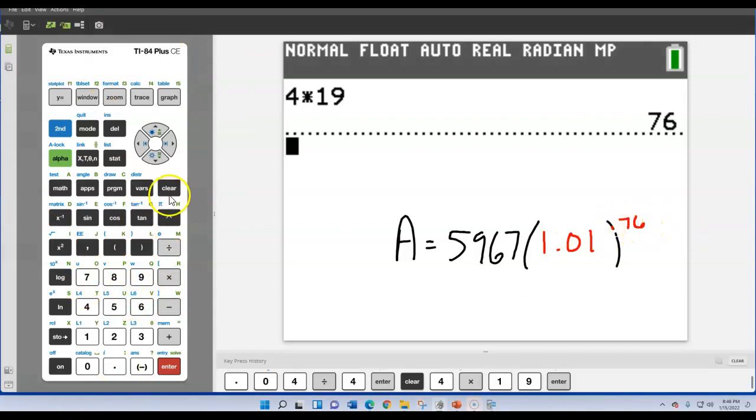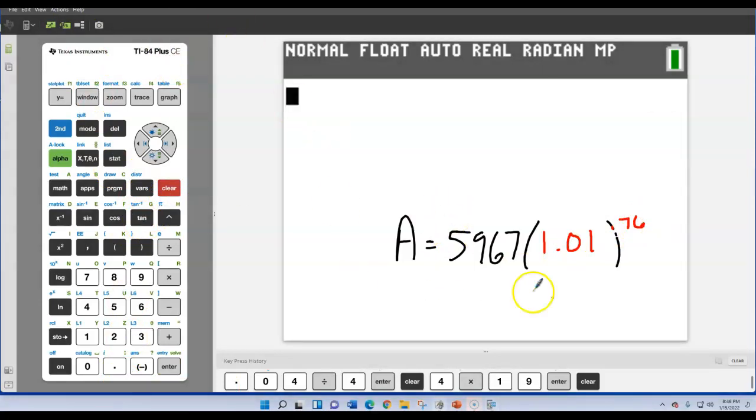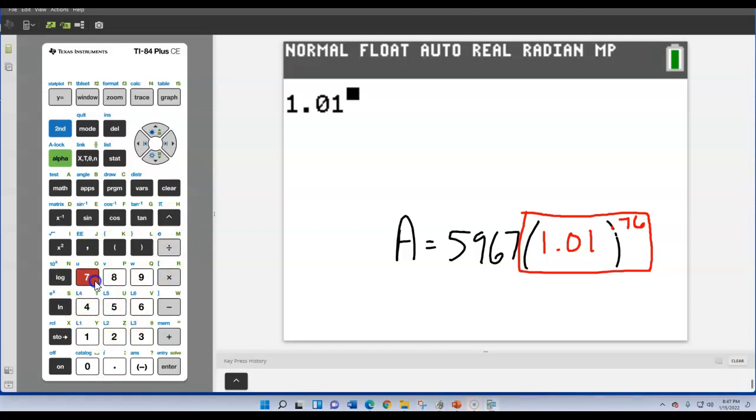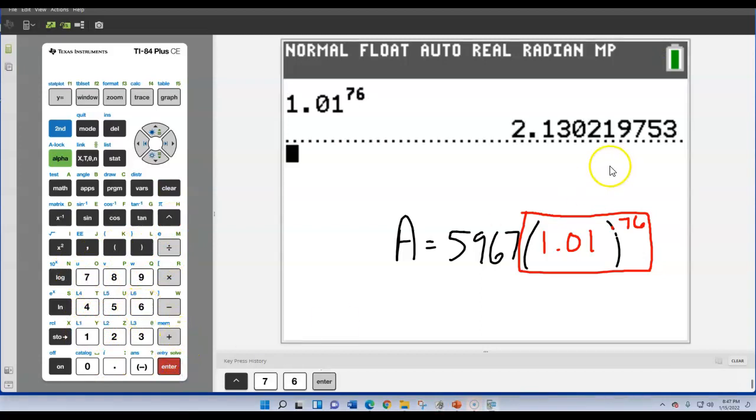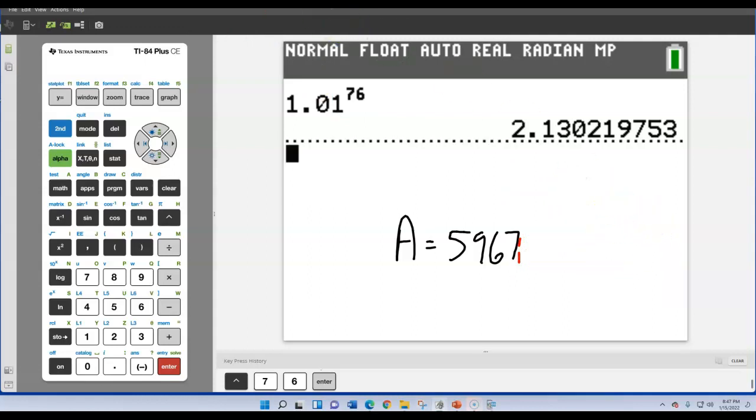All right. Next thing that we're going to do is, after you do your parentheses, you're going to do your exponents. So 1.01 to the 76th power. Okay, so let's do that. There's that. So therefore I can erase this whole thing here, because I now know what it equals. That whole thing happens to equal 2.13. And the more numbers you give, the better, because it'll be more precise that way.